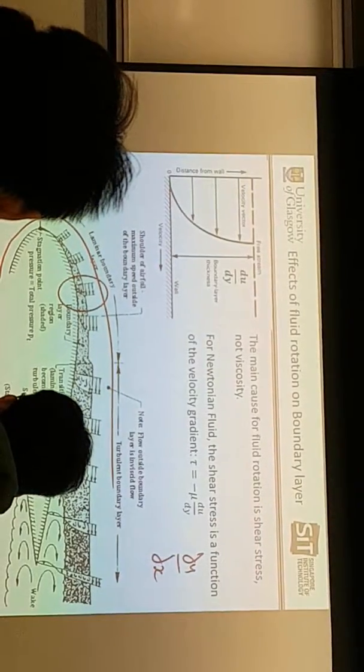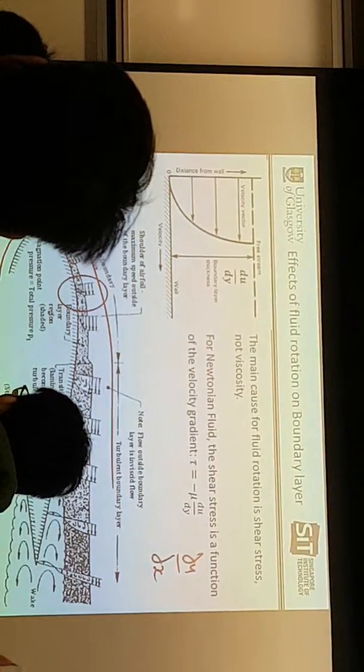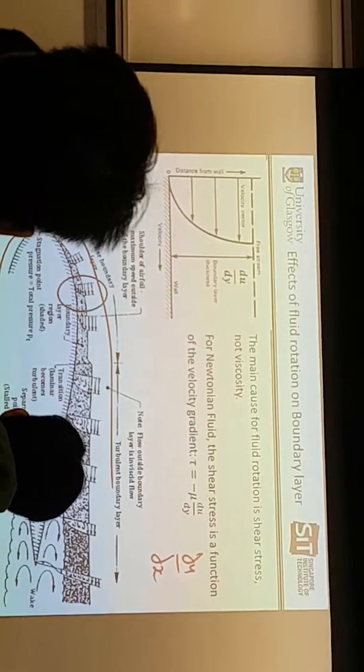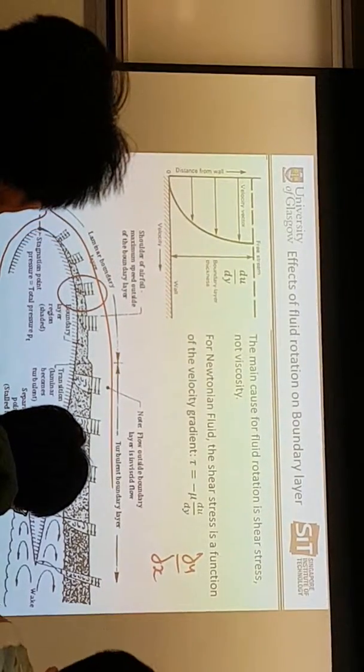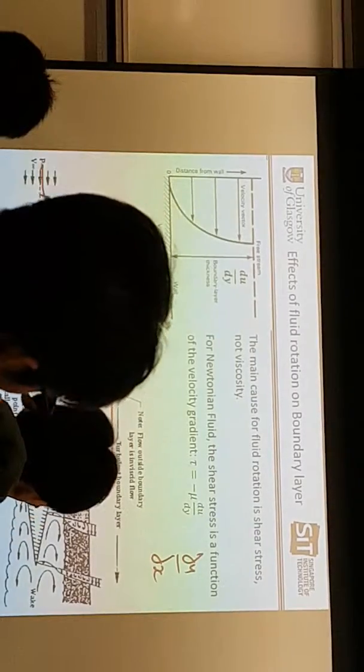Du dx doesn't give you a shear, because u and x are in the same direction. It just gives you a force, correct? But du dy gives you a shear, because one is in this direction, one is in this direction. So therefore there's a shear. So this is your du dy.